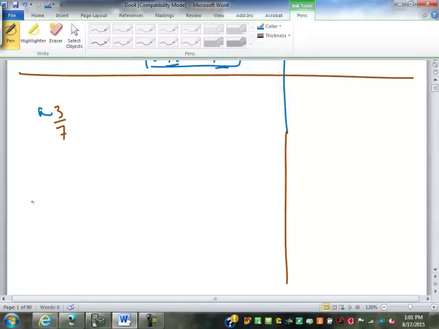Little review: what's the top number of the fraction? Numerator, very good. Bottom number? Denominator.